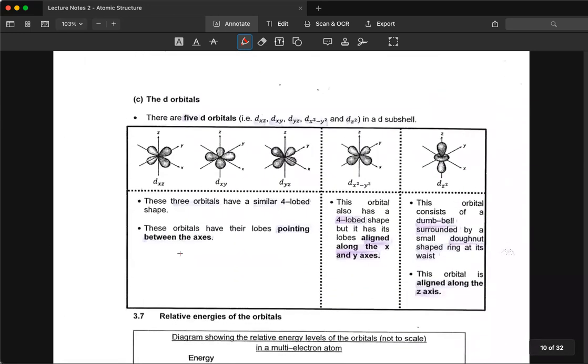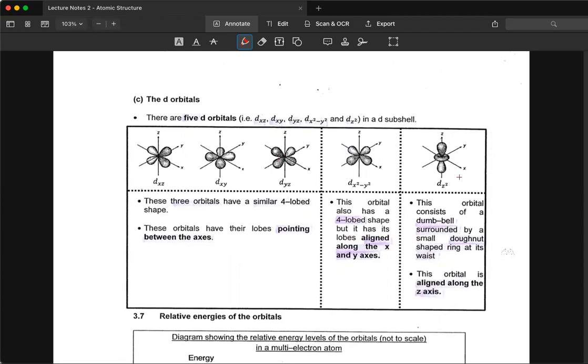As for the d orbitals, we have 5 there. They are in the d subshell. All right, dxz, dxy, dyz, dx squared minus y squared, dz squared. They're referring to different dimensions. So these 3 orbitals here, xz, xy, and yz, they have similar 4-loop shape. Okay, so this is the region where the electrons are moving. 95% of the chance you will find the electron there. And these orbitals have their loops pointing between the axes. Whereas this orbital, x squared minus y squared, also has a 4-loop shape, but its loops are aligned along the x and y axis. So it's quite different from the alignment for the first 3 orbitals.